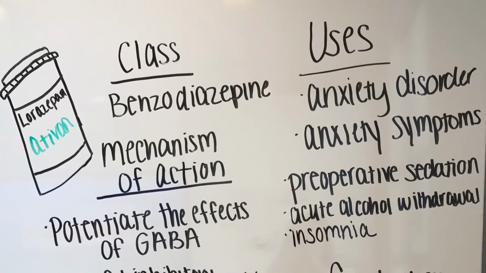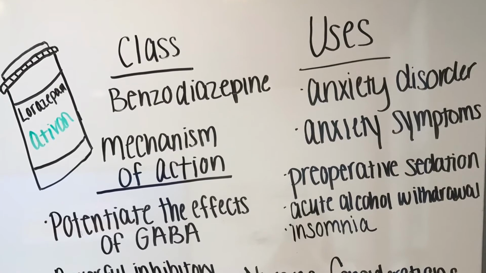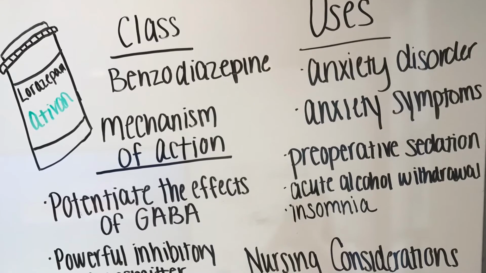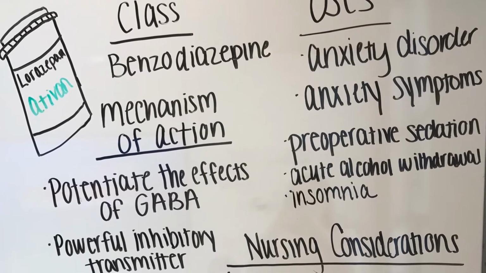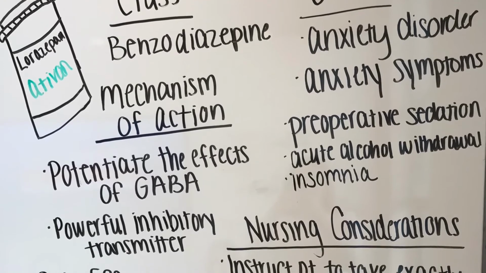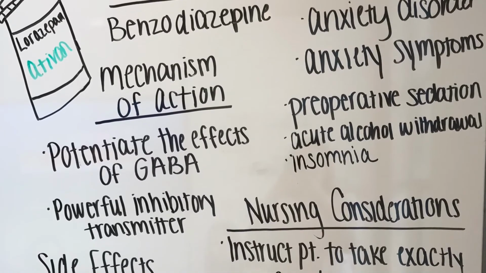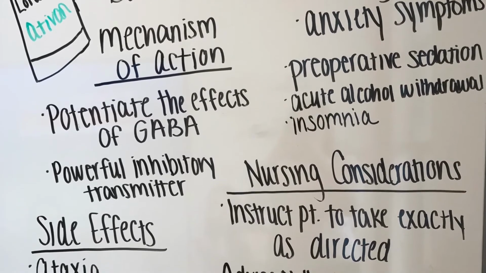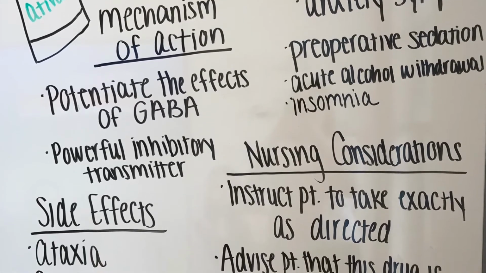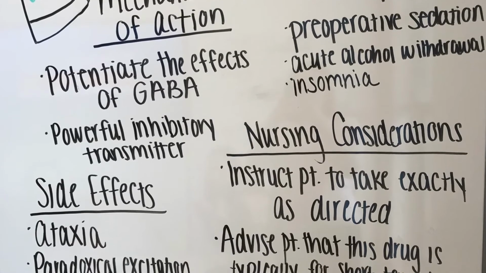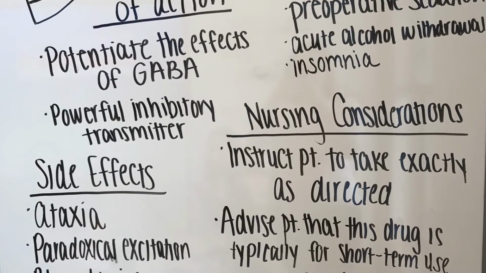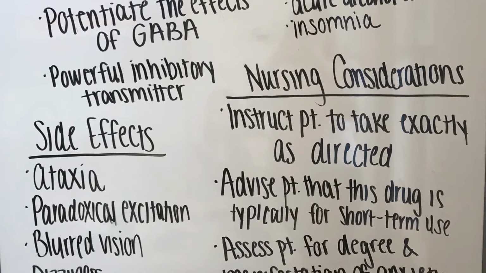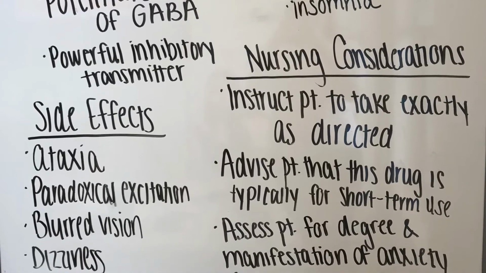Lorazepam, or Ativan, is a benzodiazepine. It potentiates the effects of GABA, a powerful inhibitory neurotransmitter, producing a calmative effect. It is used for anxiety disorders, anxiety symptoms, pre-operative sedation, acute alcohol withdrawal symptoms, and insomnia. Possible side effects could be ataxia, the lack of muscle coordination, paradoxical excitation, meaning the opposite effect of what would be expected, blurred vision, dizziness, and drowsiness.